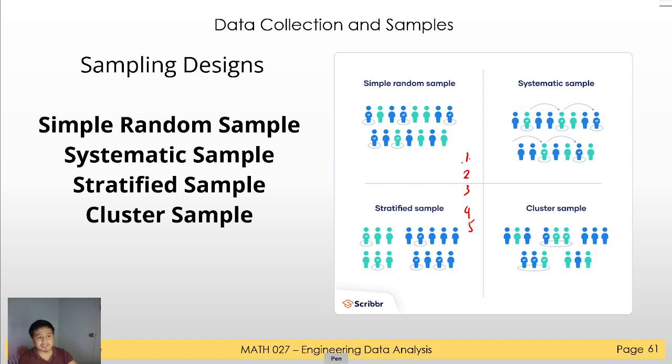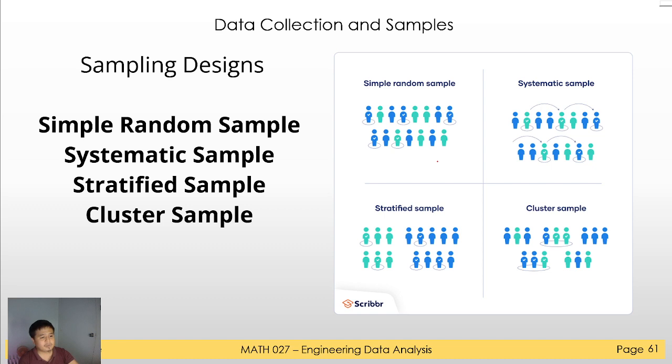With a systematic sample, you can, let's say, pick every odd number, or you can pick those divisible by 2, and so on. So that is a systematic sample. You have equal intervals in the list. Okay? So simple random sample, systematic sample. And then moving on, we have the stratified sample.